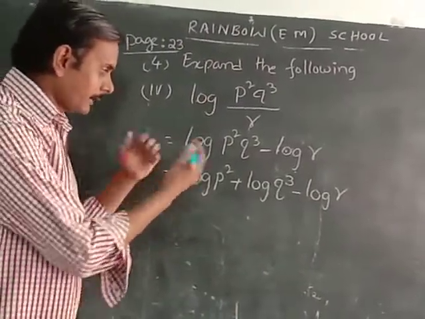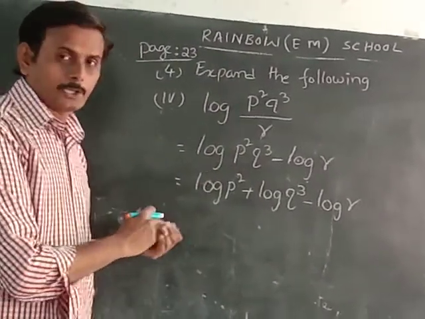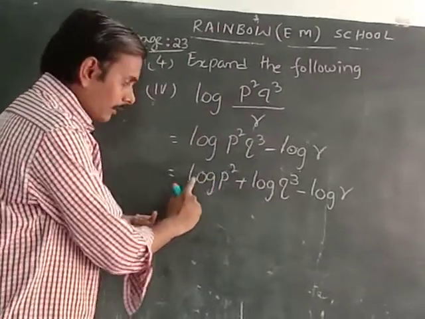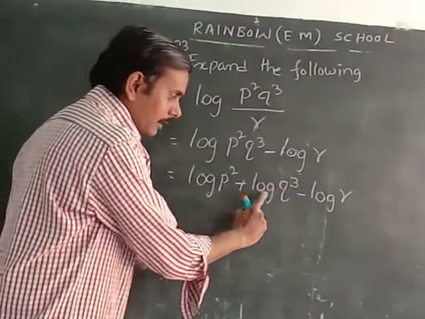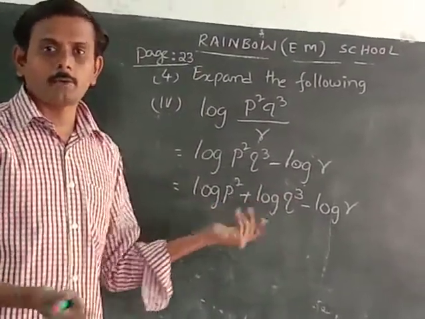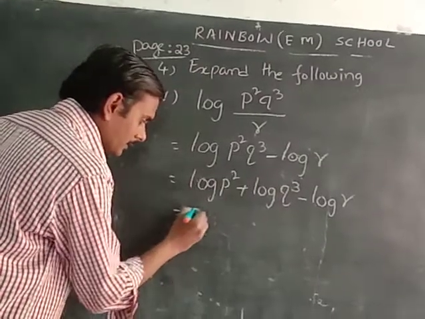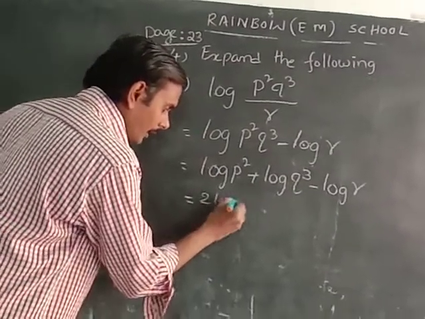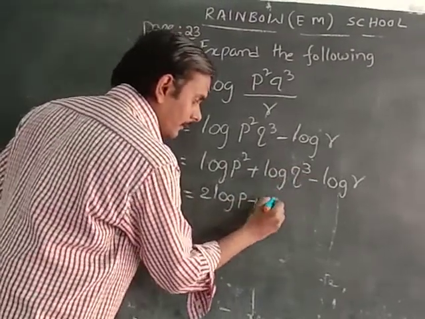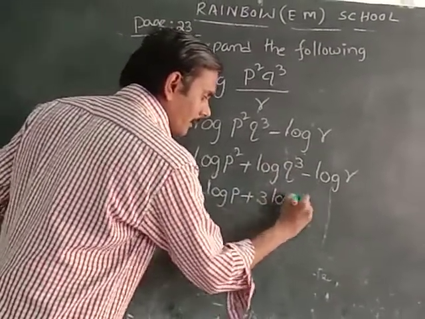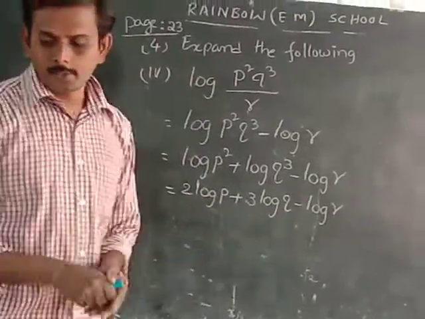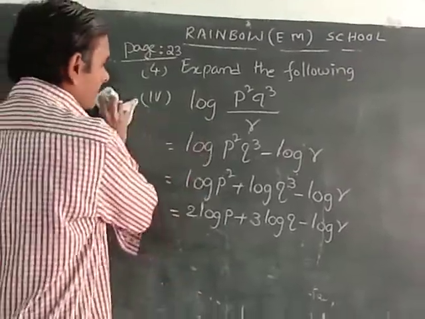Is any further expansion possible? Yes, possible. Log x power m we can write as m log x. So m log x means 2 log p, here 3 is the m value, 3 log q, minus log r. This is the solution.